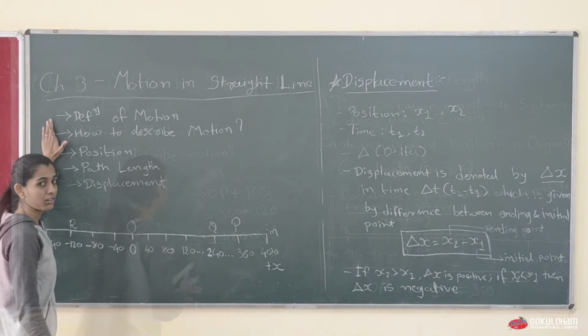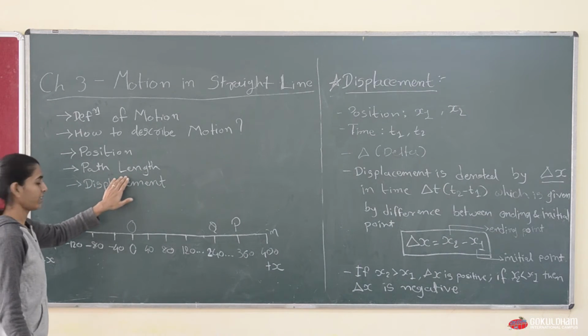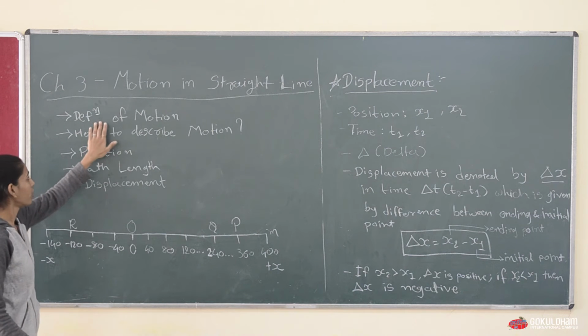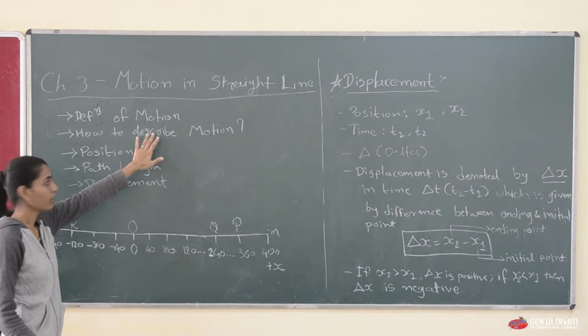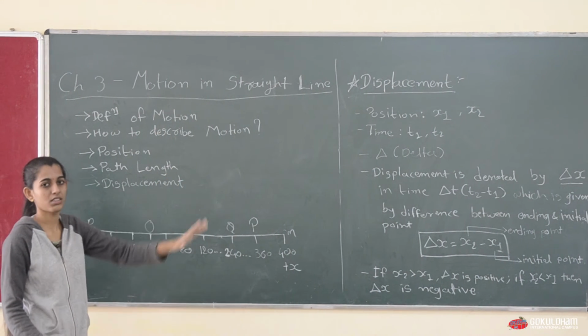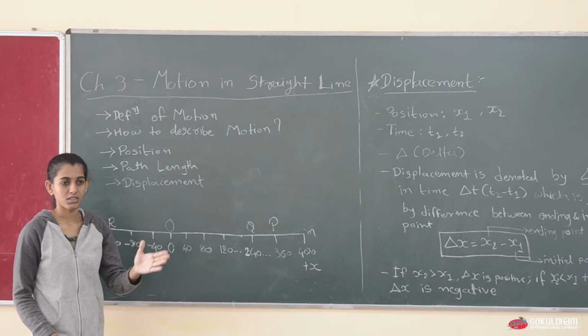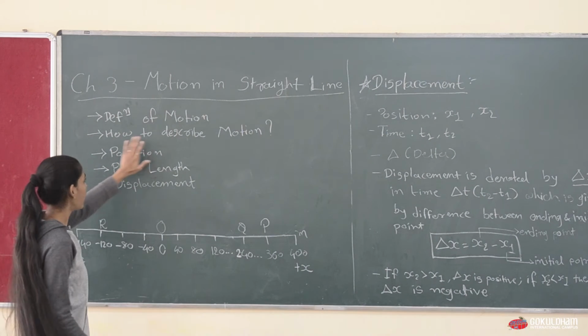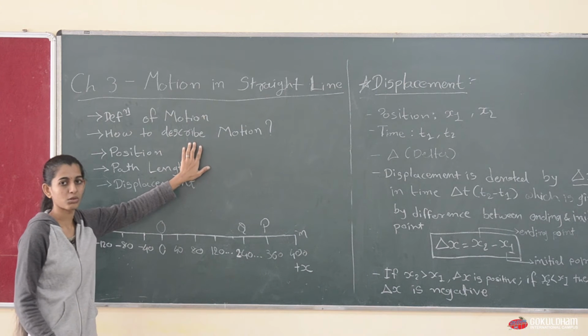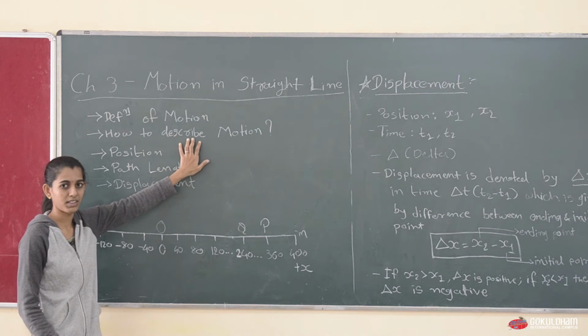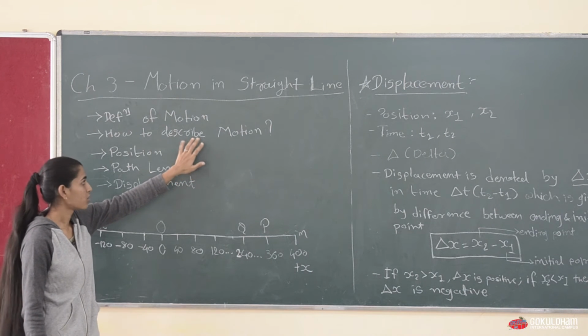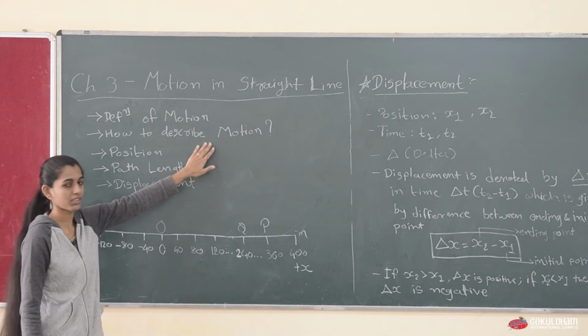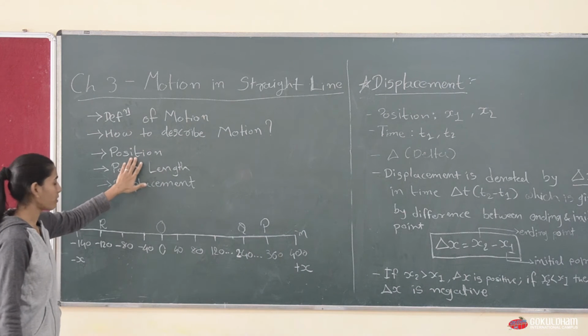So, up till now, we have seen up to path length. So let's summarize it. First of all, definition of motion. So motion means change in position of an object with respect to time. Now, how to describe the motion? So two things are required. First is velocity and second is acceleration. So velocity and acceleration are used to describe the motion. Third is position.